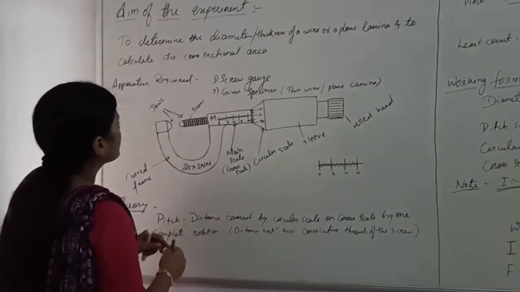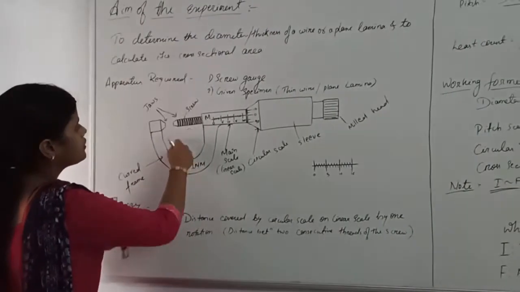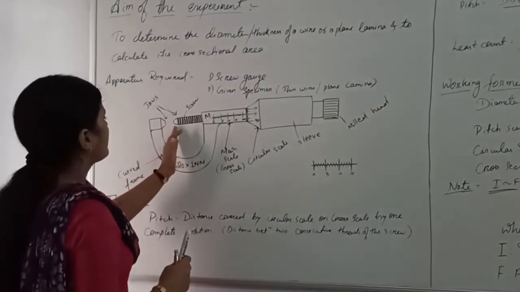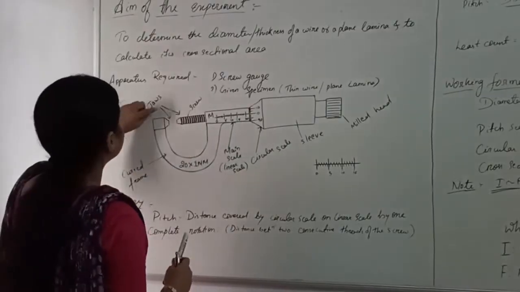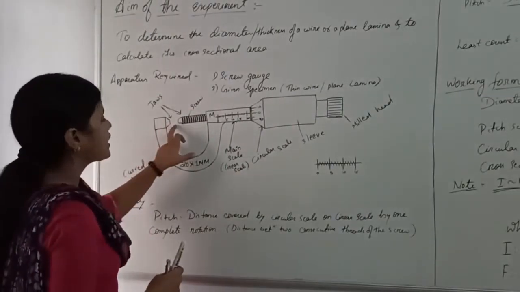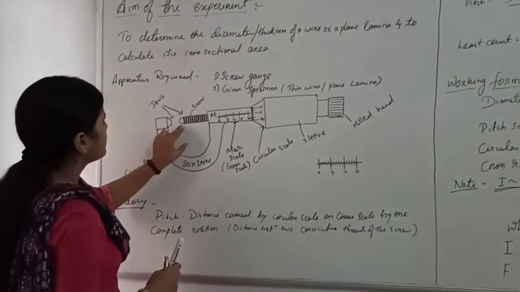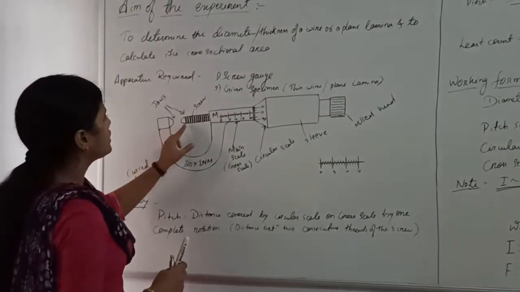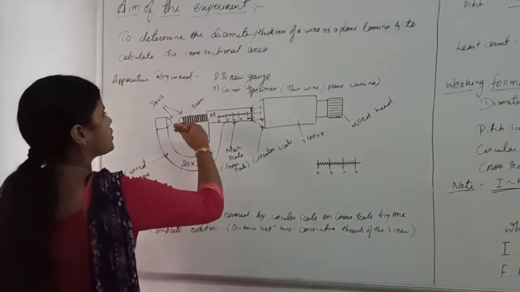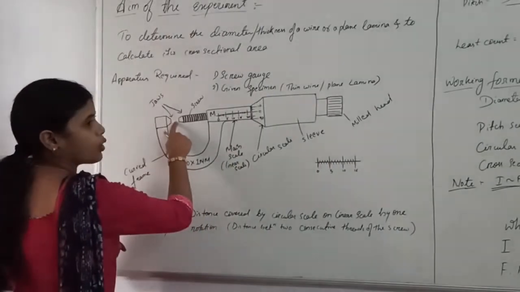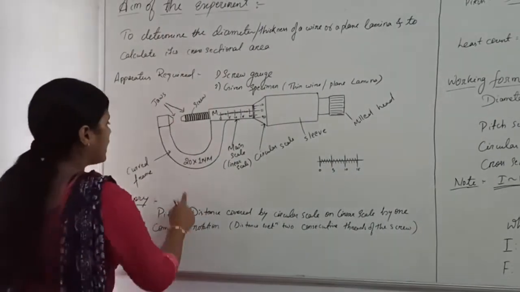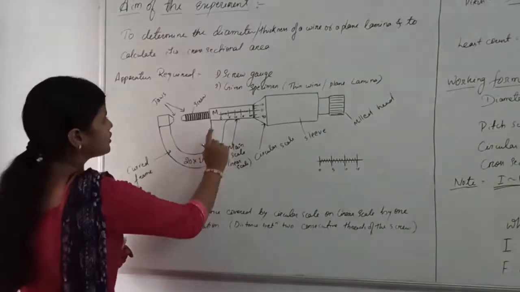This is the screw, which is accurately cut. These are the two jaws to hold the object. This is the fixed jaw. This is the movable jaw, because this jaw is attached to the screw; with the screw, it can move. Here you have to place the object and measure the length. And this is the U frame.